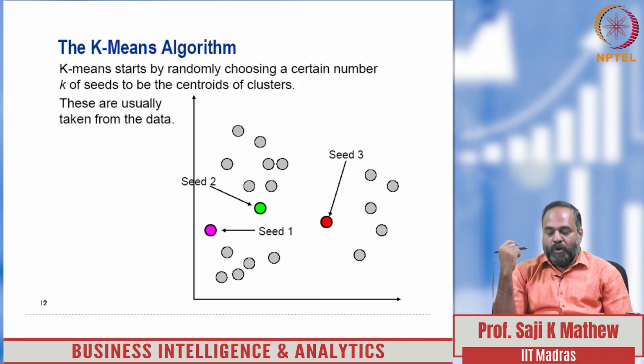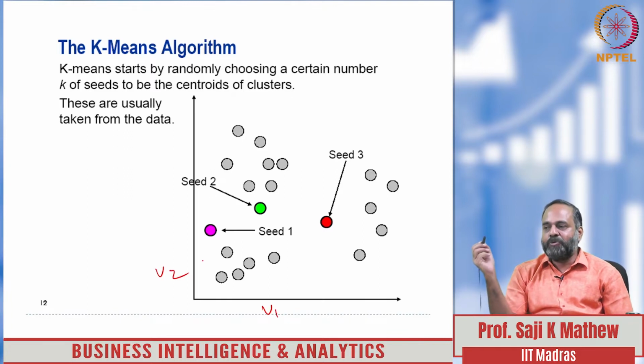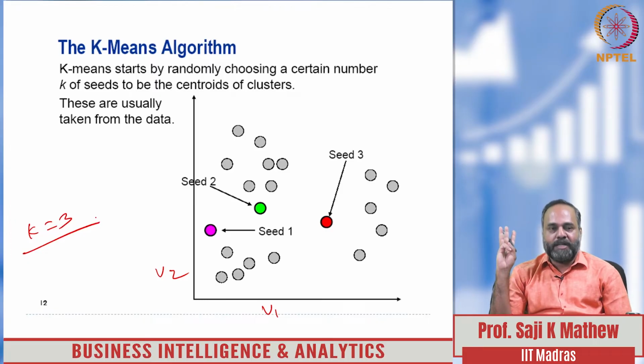So, as I said, assuming that there are only two variables, and it is a two-dimensional space, and you have n number of objects, you can count the number of objects here. And the starting point is random, 3 random seeds. You are saying K equals 3. That is my assumption. I want 3 clusters. For some reason I assume that, my assumption.